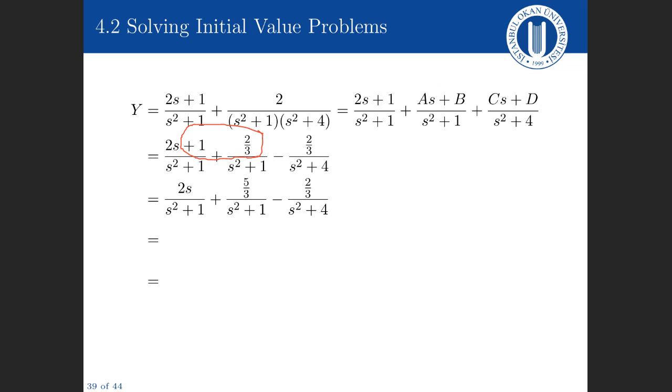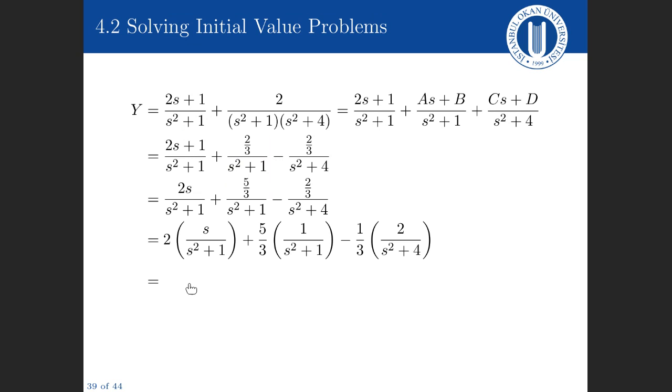Now, the plus 1 and the plus 2/3, I want to combine to be 5/3. And then I want to arrange this so that it looks like functions which we find on the table of Laplace transforms. S over s squared plus 1 we find on the table of Laplace transforms. So we take the 2 out. Likewise, in the second term, we take the 5 over 3 out, and we leave 1 divided by s squared plus 1.